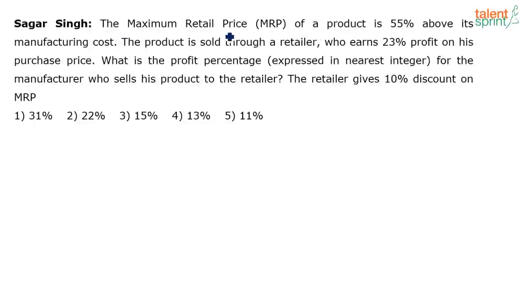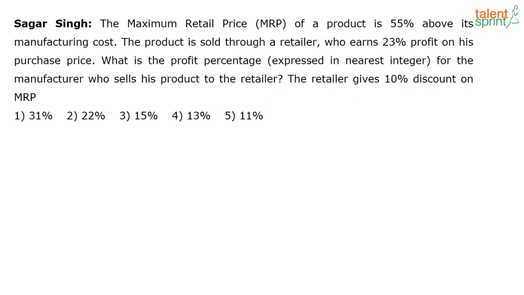The maximum retail price MRP of a product is 55% above its manufacturing cost. The product is sold through a retailer who earns 23% profit on his purchase price. What is the profit percentage expressed in nearest integer for the manufacturer who sells his product to the retailer? The retailer gives 10% discount on MRP.